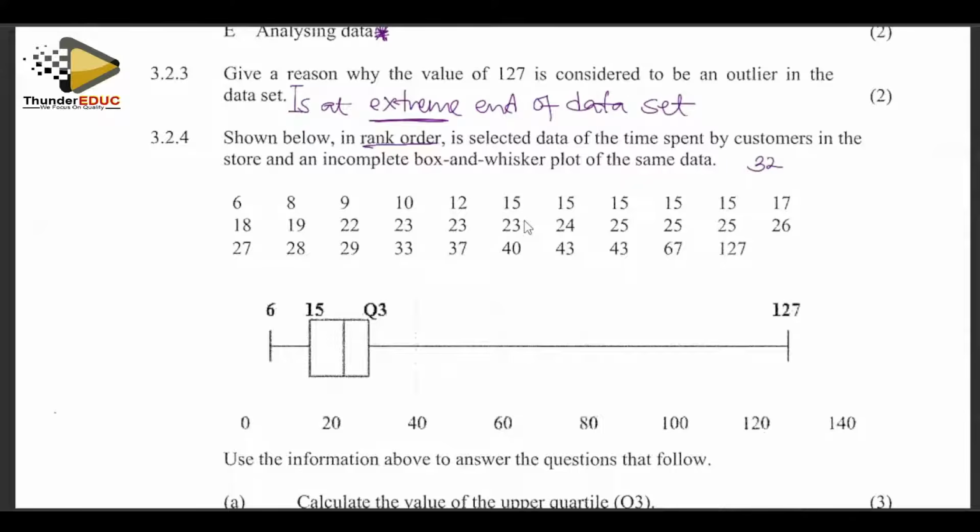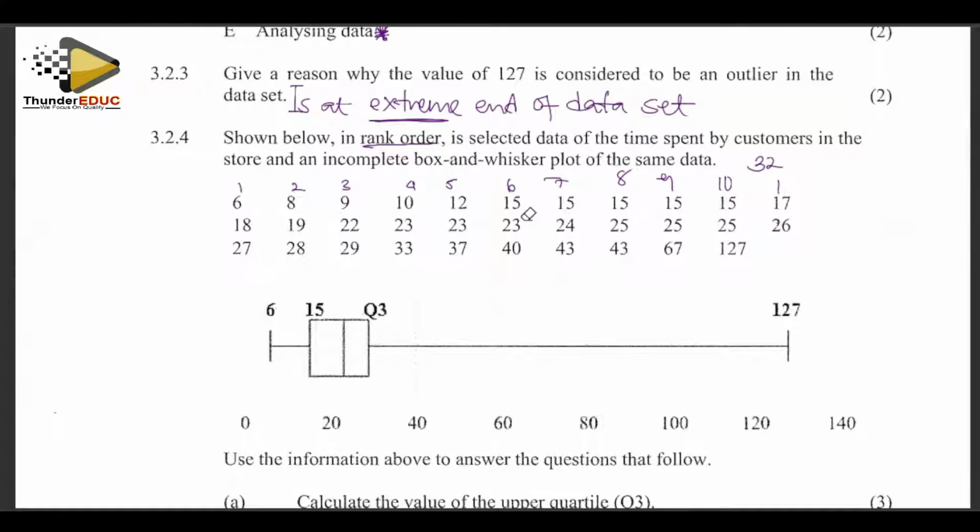We have 1, 2, 3, 4, 5, 6, 7, 8, 9, 10, and 11. So this is 11 times 2 plus 10, which is 22 plus 10, 32 values. Okay, now I'm good to go. So now I know that my values are 32.